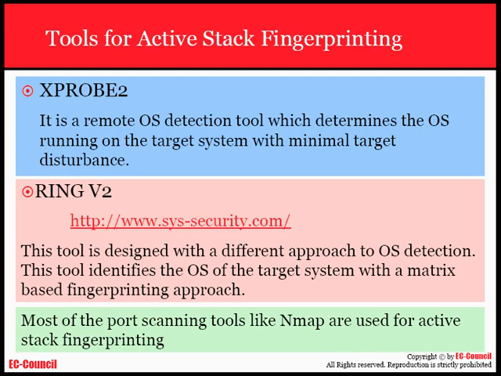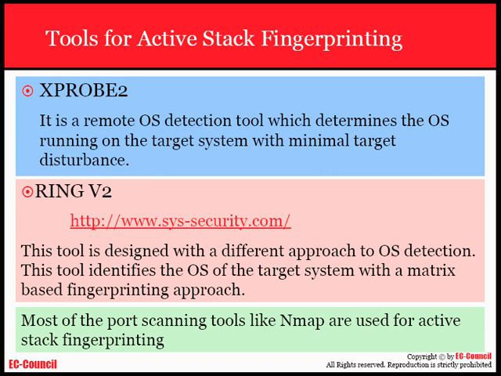Some other tools I can use are Xprobe 2. This is another remote OS detection tool, and this one determines what OS is running with very little interruption to the target itself. I also have Ring V2. Now this one takes a little bit different approach. What it does is it tries to identify the OS with a matrix-based approach. In other words, it tries to get all of the results back and then compare them to its internal database.